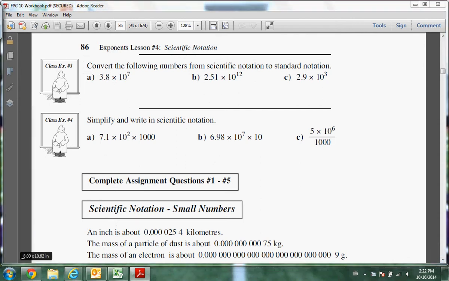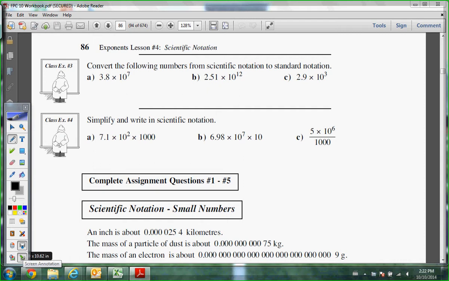Okay. All right. So example 3: convert the following numbers from scientific notation to standard notation. So we are going to write them out. So 3.8 times 10 to the 7th. The way I always think about it is, if there's a number there, I'm moving over one spot, so it's a minus 1. So it'd be 3.8 with 6 zeros. So 1, 2, 3. So it's 38 million.